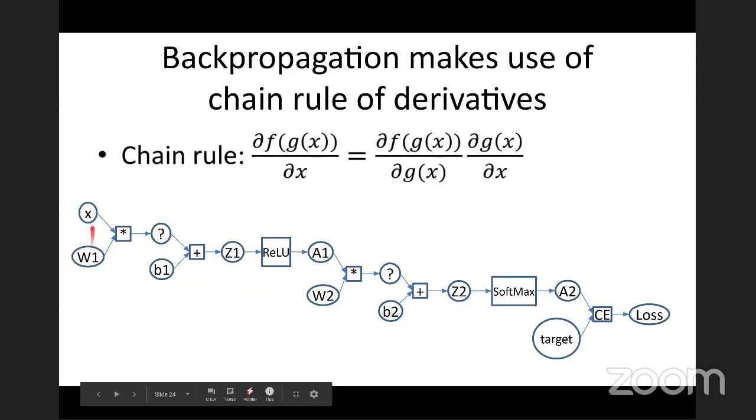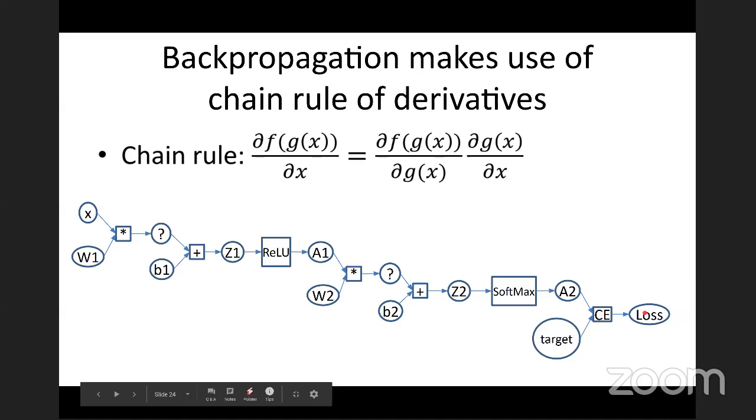So let's say you have input X times weight W1, you get some quantity, you add the bias, you get Z1, you send it through ReLU, you get A1, you multiply that with W2, you get something, you add b2, with that, you get z2, you send it through softmax, you get a2, and then you compare it with the target and compute cross entropy, and you get the loss. Now you want to compute the derivative of this loss with respect to this weight w1 or this bias b1 and w2 and b2, right?